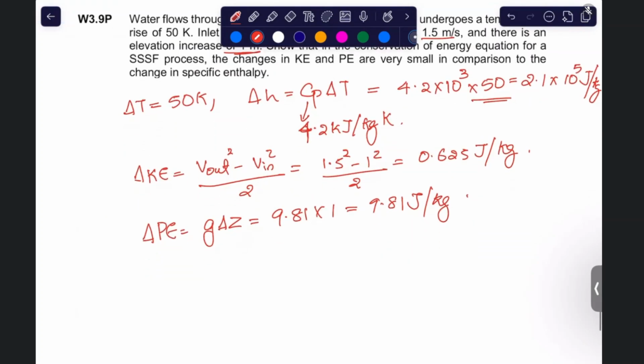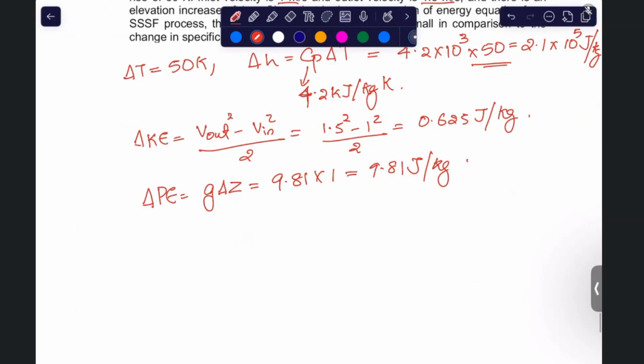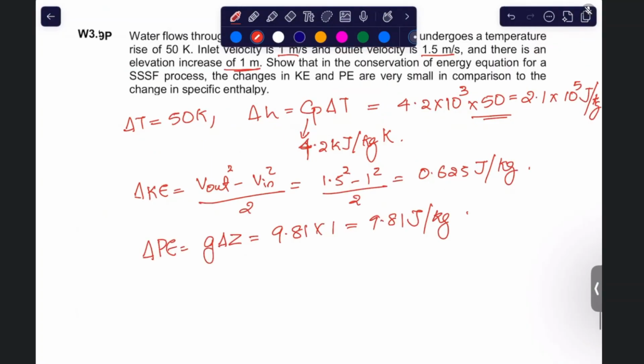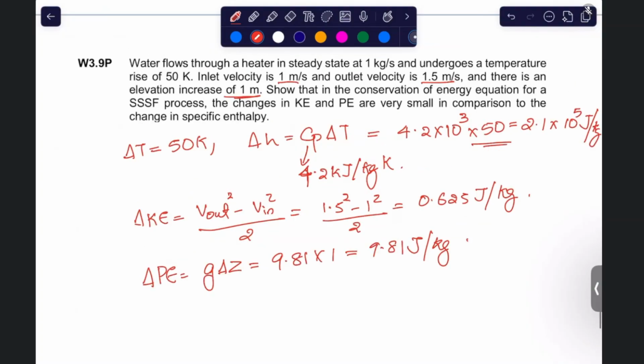So delta KE and delta PE are negligible compared to the large enthalpy change of liquid water when it is heated by a difference of just 50 Kelvin. Okay, and that is what is creating this much big of an enthalpy change. So you can just compare the magnitudes. That's it.